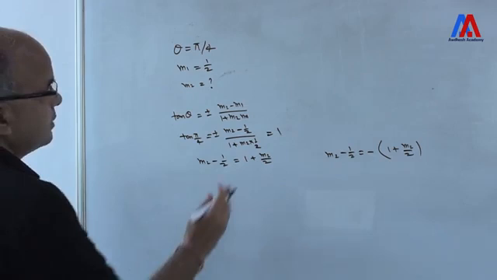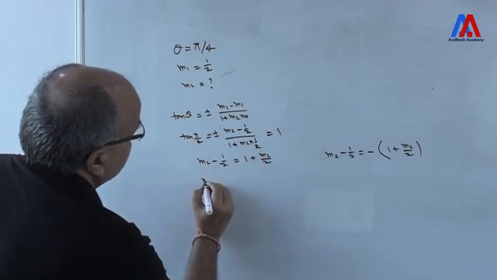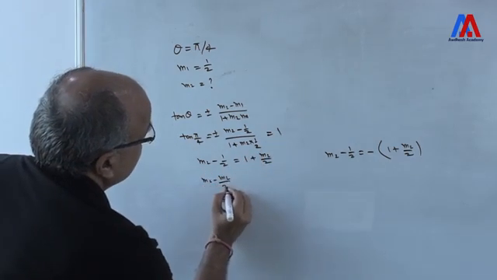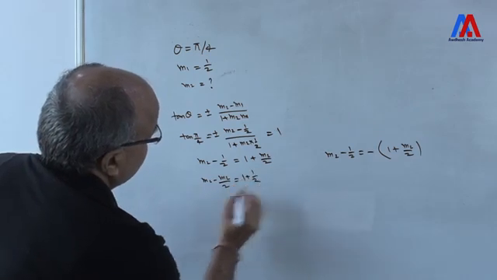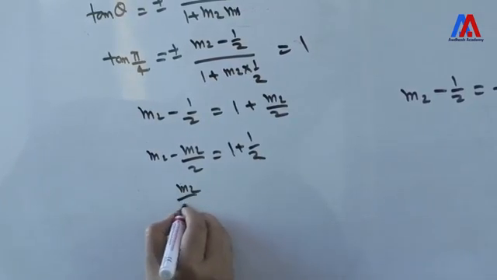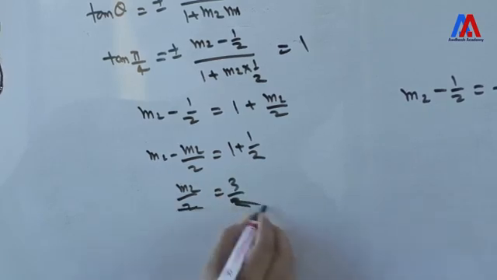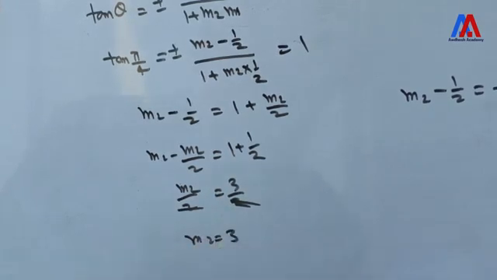Let us take this equation first. Take this on this side. So it will become m2 minus m2 by 2, and this will be 1 plus half. This becomes m2 upon 2, and this becomes 3 upon 2. This goes, so the value of m2 here is 3.